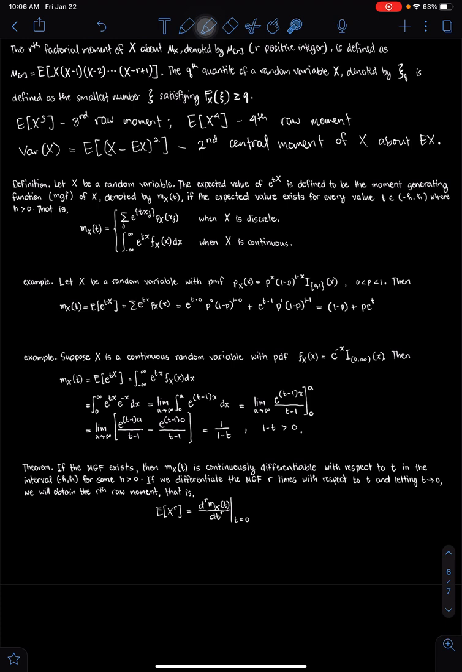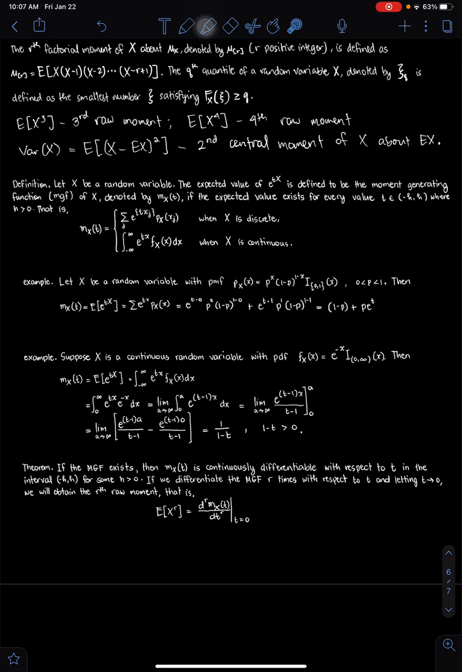So it's the limit as a approaches infinity of the integral from 0 to a of e to the (t minus 1) x dx. We just combine these two exponential functions, and that will just be e to the (t minus 1) x. The antiderivative of this expression is e to the (t minus 1) x divided by t minus 1. We evaluate that from 0 to a, which are the limits of integration. But then we have to get the limit of that expression as a approaches positive infinity.